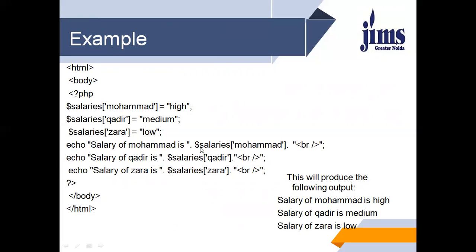It will print the salary of Mohammed. $salaries is the array name, and here the index is the string, not the numeric value. So here the value will be high. Salary of Mohammed is high. Similarly, salary of Qadir is $salaries['Qadir']. So what is the value? Medium. It will print salary of Qadir is medium. Similarly, salary of Zara is $salaries['Zara'], whose value is low. So salary of Zara is low.